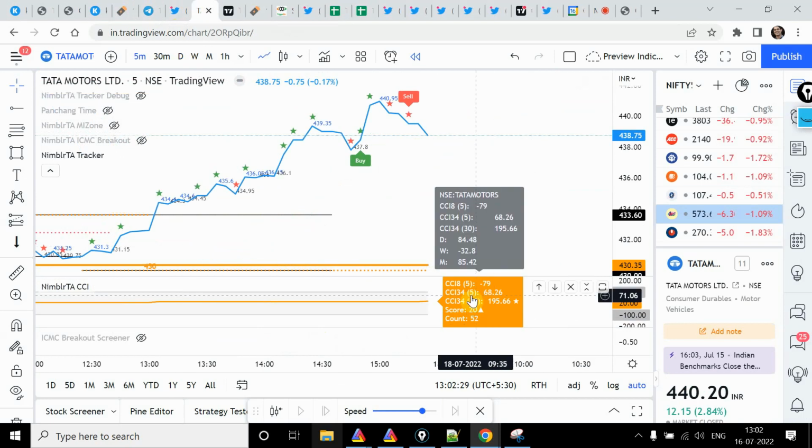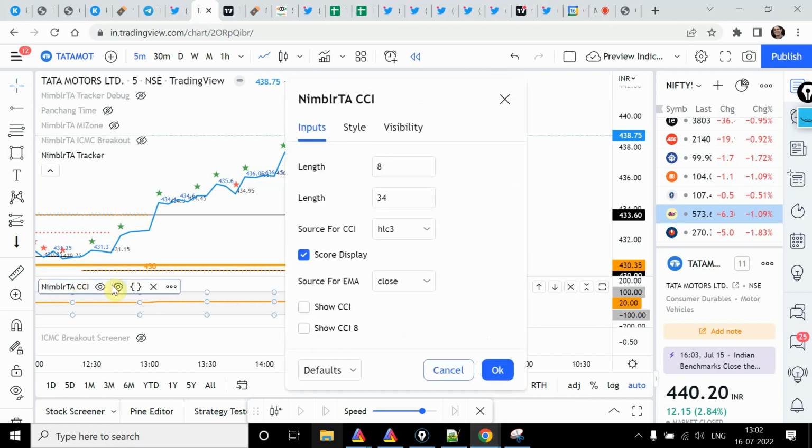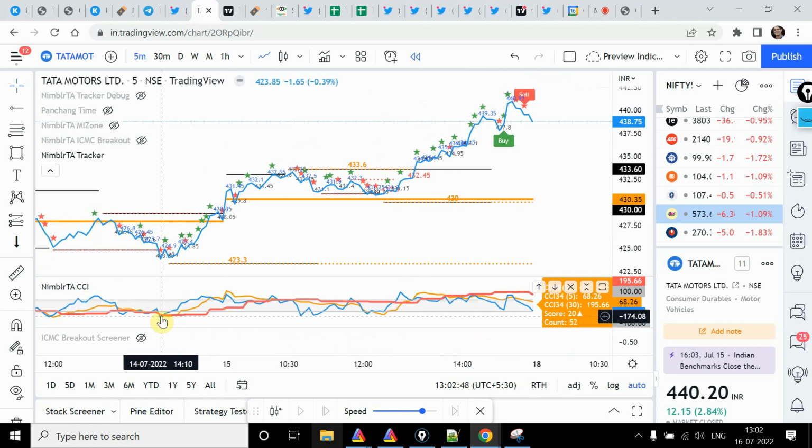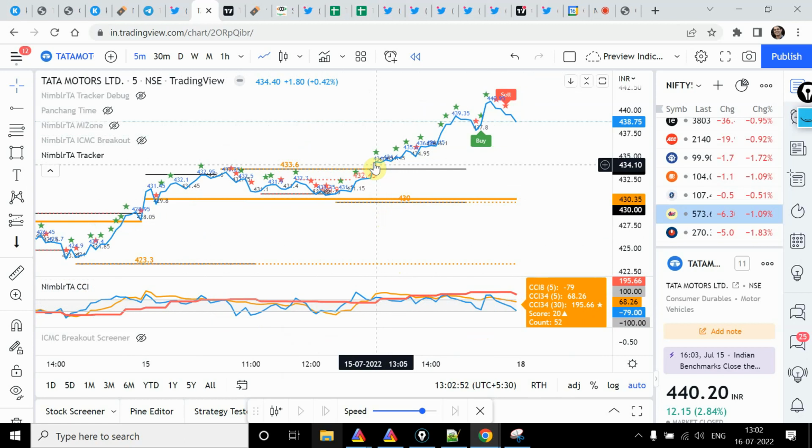So if you see, CCI 3430 is 195, it has sustained over there, the score has been increasing, the count has been just 52. That means it took just 52 candles of 5 minutes to change the sentiment. So that is extremely bullish, right? So these are the things I will see. If you see it over here, it took just a few candles and it went surging upward.